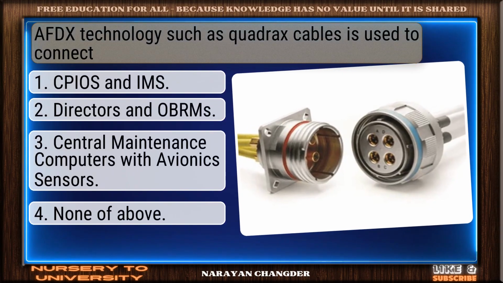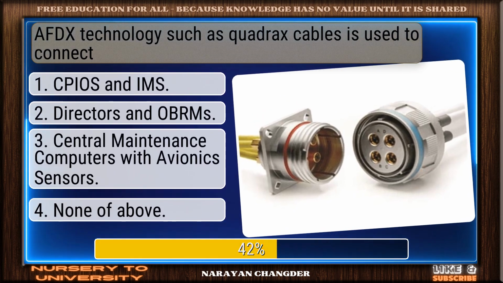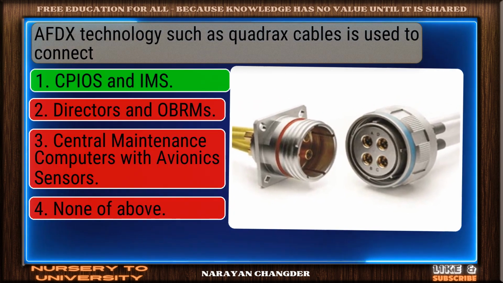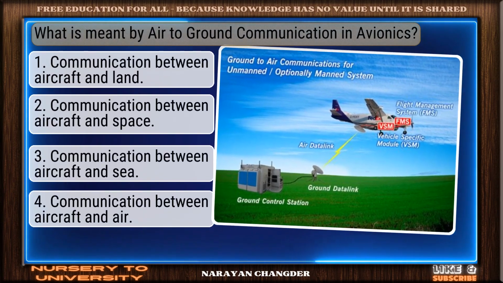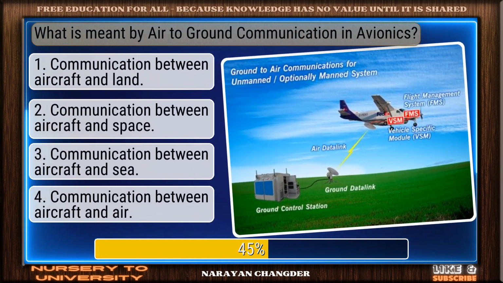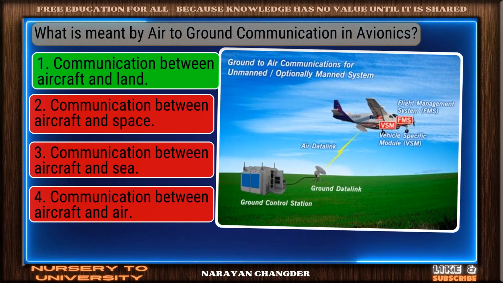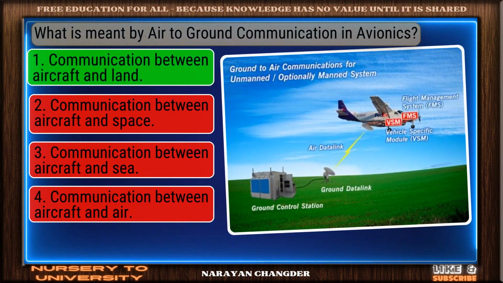AFTEX technology, such as quadrax cables, is used to connect. Great thinking. CPIOs and IMS is the right choice. What is meant by air-to-ground communication in avionics? Nicely done. Communication between aircraft and land is a solid answer.